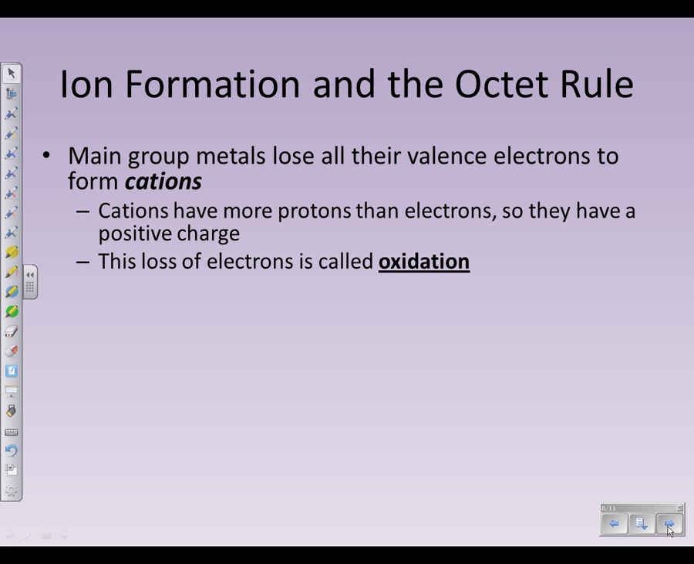Because cations are formed by elements losing electrons, they end up with more protons than electrons. So they have what kind of a charge? A positive charge. This process of losing electrons we refer to as oxidation.